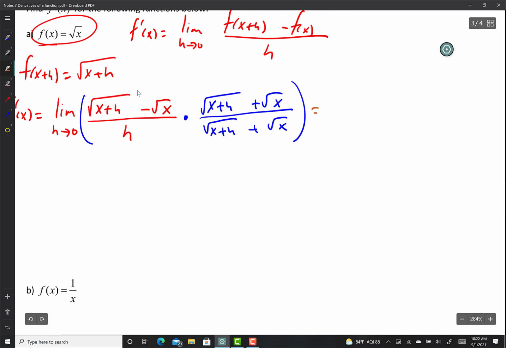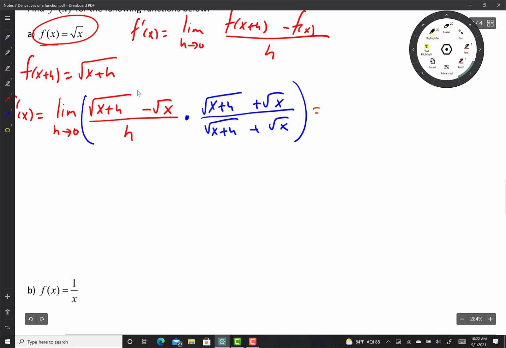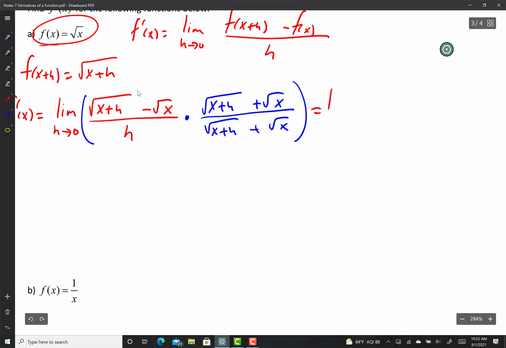Okay. So when I distribute, we're going to get limit as h approaches 0. This is like the difference of squares, a minus b, a plus b, so you don't have to FOIL. You can just multiply the ends already. Square root of x plus h times square root of x plus h is going to be x plus h. Square root of x times square root of x is going to be x. So just put minus x there.